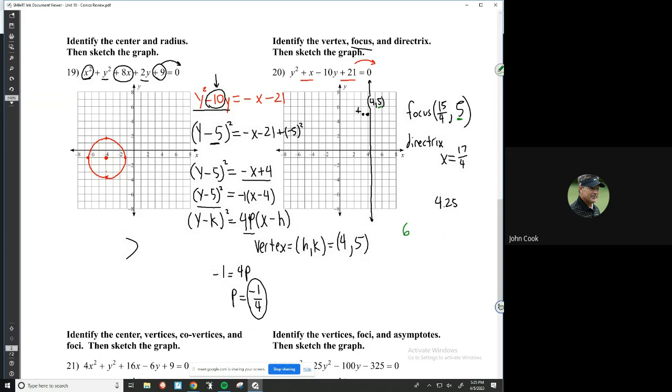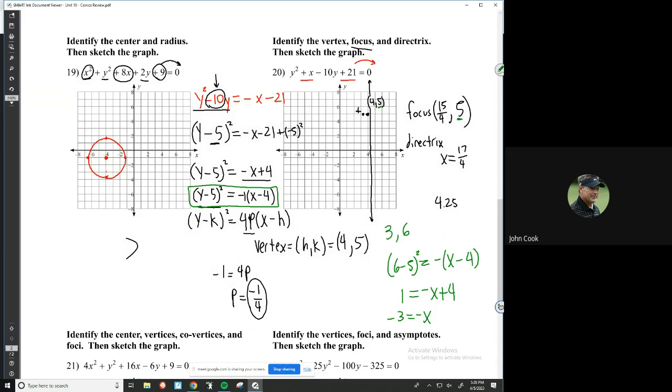So maybe we plug in 6 for y, and then use the axis of symmetry to graph the rest of it. So if I plug in 6 to my equation, right over here, let's find the corresponding x value for that one. It'd be 6 minus 5 squared equals negative x minus 4. So 6 minus 5 squared is 1. If I distribute the negative, I get a negative x plus 4. If I subtract 4 from both sides, I get negative 3 equals negative x. So that means that one of my coordinates is going to be 6 for the y value and 3 for the x value. So 3, 6.